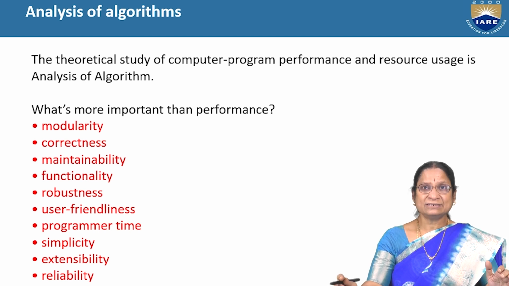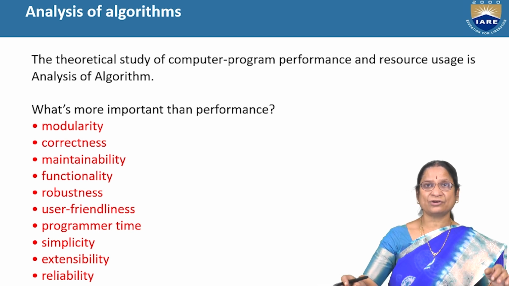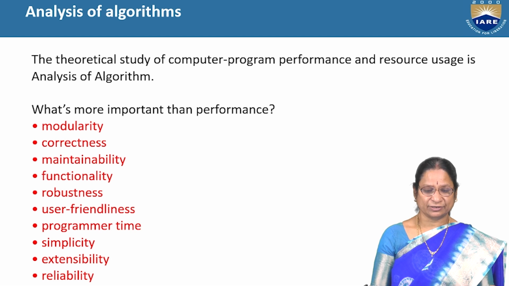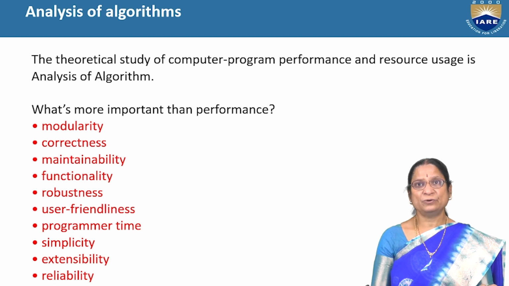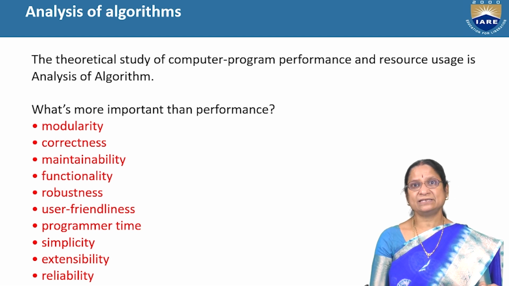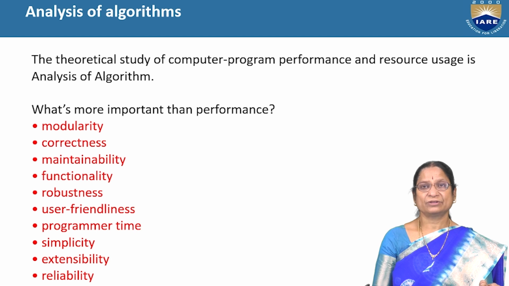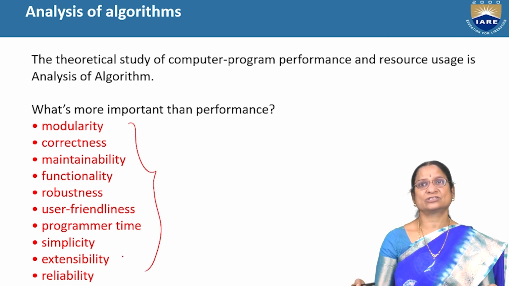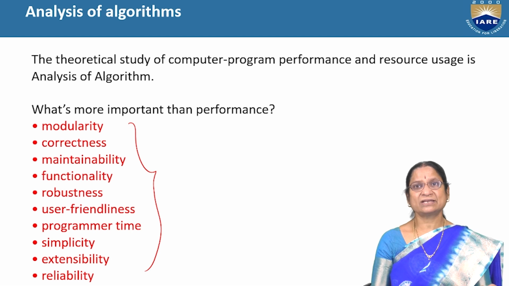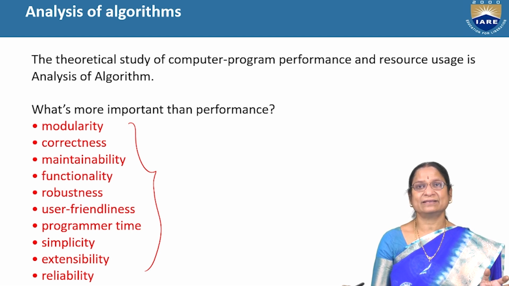But remember, whatever measures we are going to consider, either time or space, etc., other than that, we need to consider the performance analysis based upon other factors also. But these other factors are not considered explicitly actually. That means modularity, correctness, maintainability, functionality, robustness, user friendliness, programmer time, simplicity, extendability, and reliability. All these factors need to be considered by us actually. But remember, all these factors are going to be considered as a secondary thing.